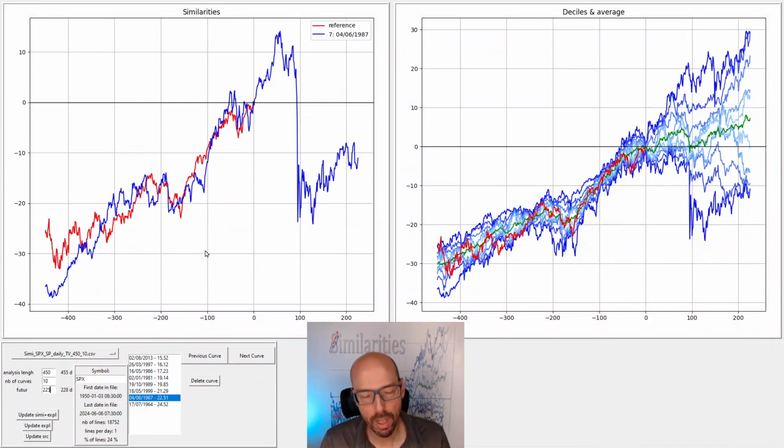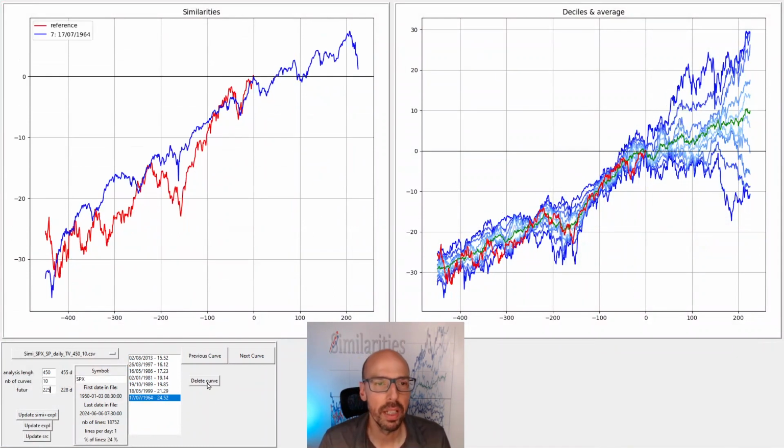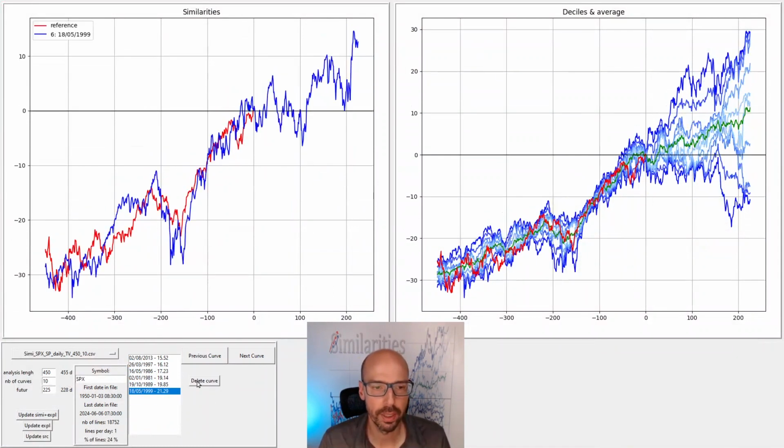This one is okay. It's quite well fitted, but it's 1987. So it's the crash of 1987. It's not really an exogenous event, but it's very special. So yeah, I will delete that one. And this one is not really fitted. So I have 6 curves.